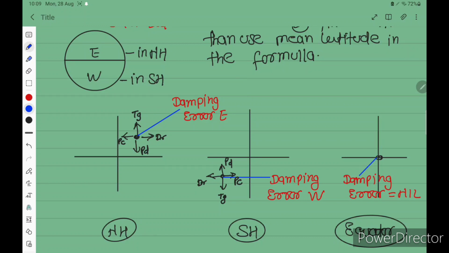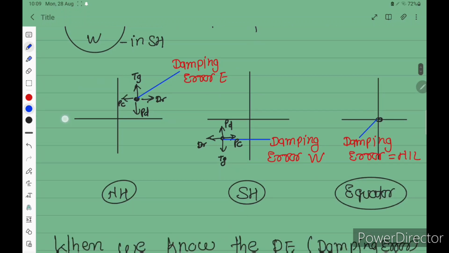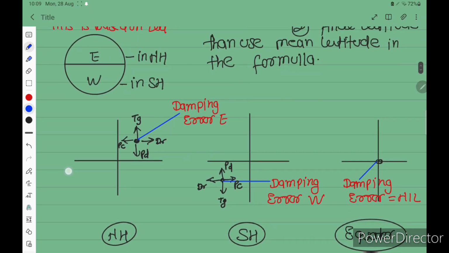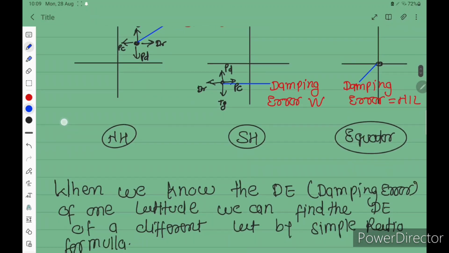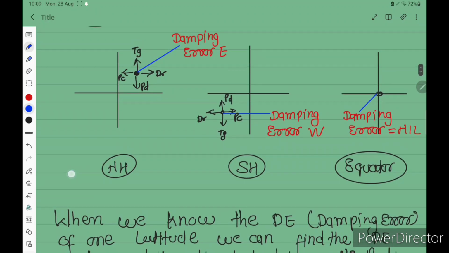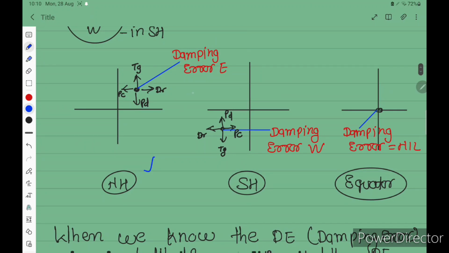Okay, by this diagram you will get this east and west. In the north hemisphere it is east and in the south hemisphere it is west. So if it is the north hemisphere, it is error east, and in the south hemisphere damping error is west.